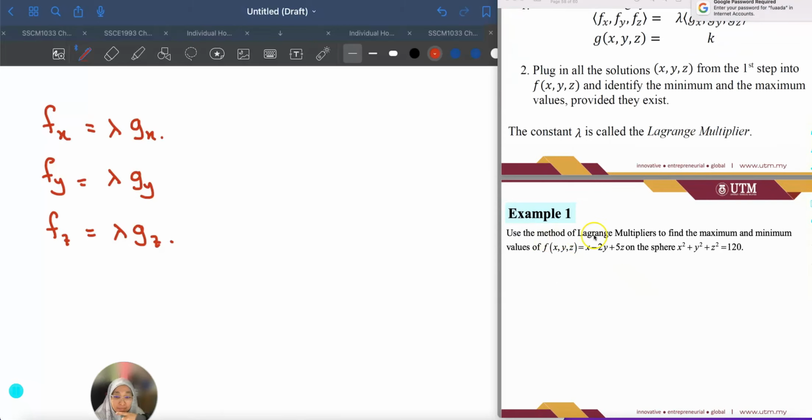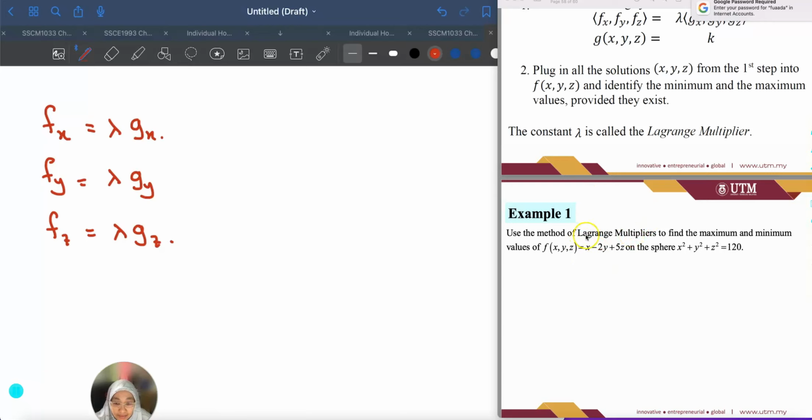Okay, so use the method of Lagrange multiplier. Sorry, I'm not so well today. That's why you can feel that I cannot breathe properly. I'm coughing, so that's why it's not so smooth when I'm talking.